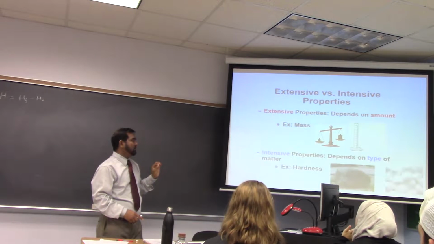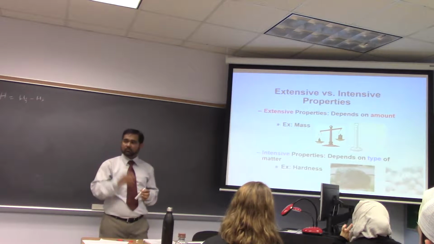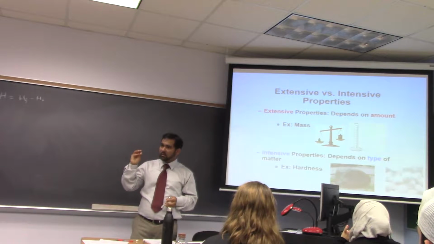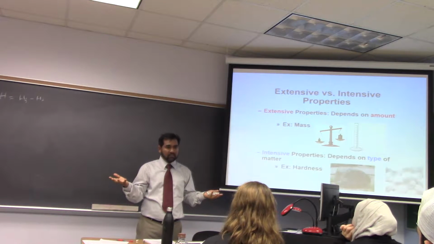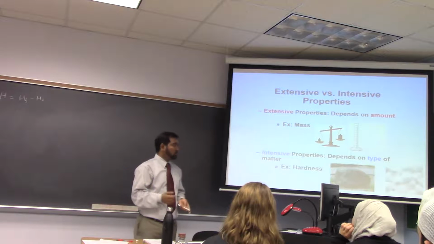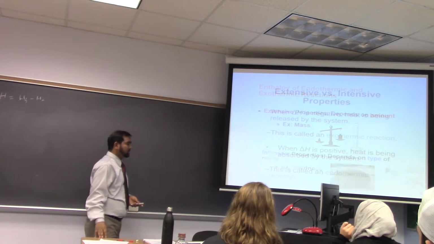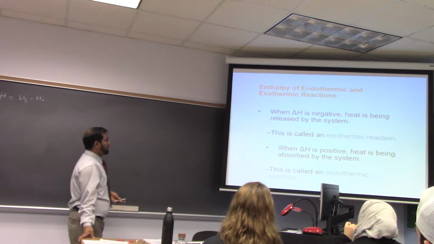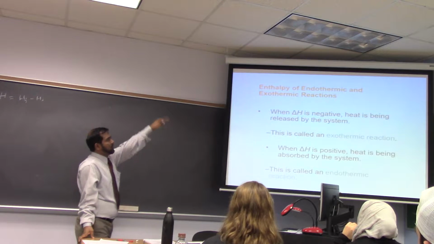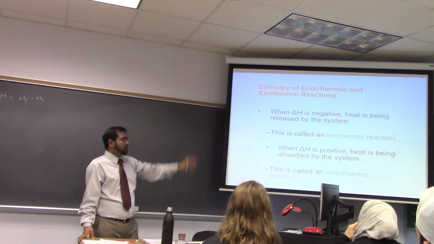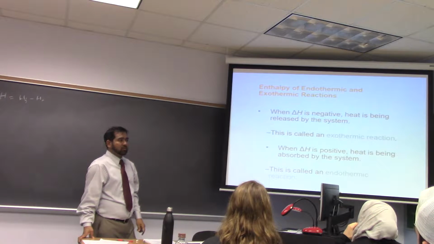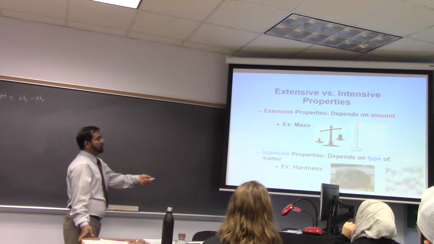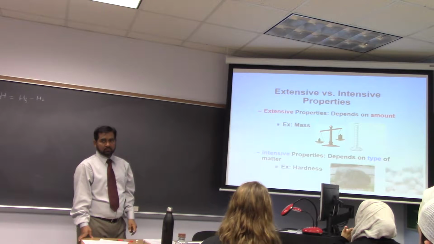So color is like hardness. If you have a small stone, it's going to be hard, right? A bigger stone is going to be the same type of hard, right? So they are the intensive and extensive properties. And as I said, delta H, enthalpy, is an extensive property. So extensive property is depending on the amount of substance.